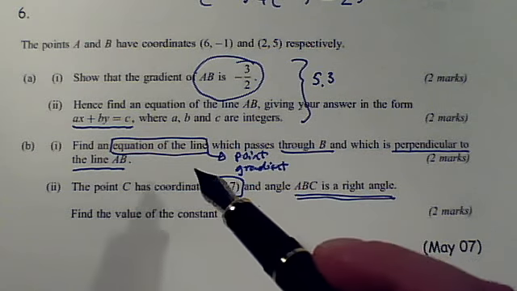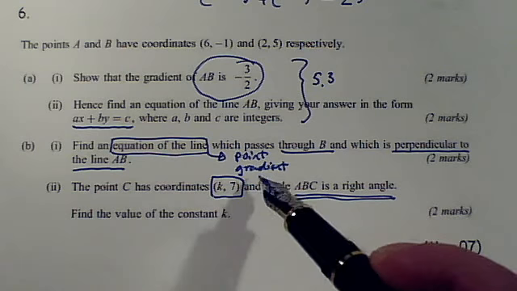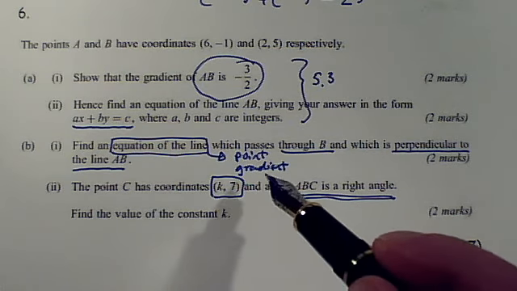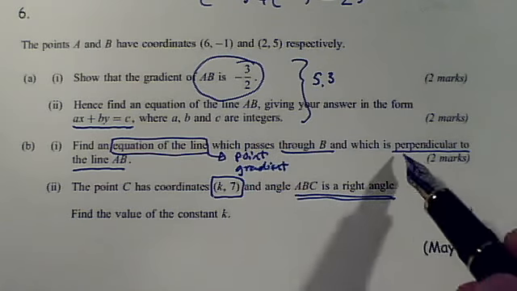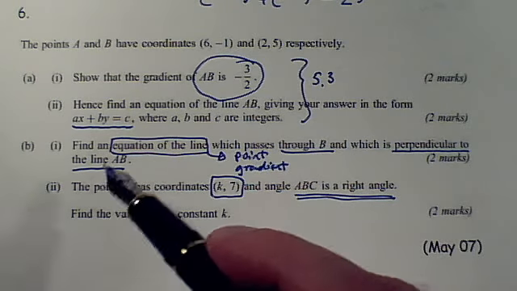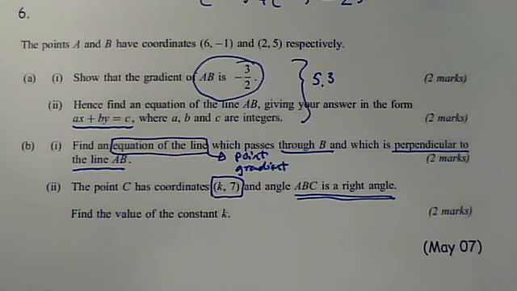B1 may seem familiar. We've got an equation of a line, so we need to set up a point and a gradient, so we can use the y minus y1 recipe. We know it goes through B. We know its gradient must be perpendicular to AB. We've got the gradient of AB, so setting up your point and your gradient shouldn't be hard.